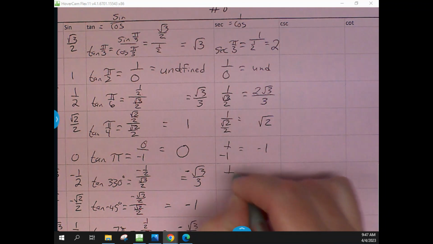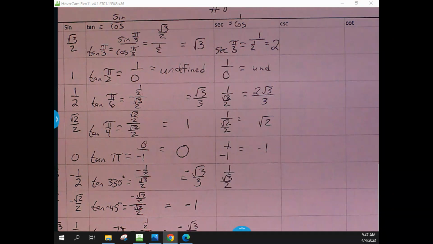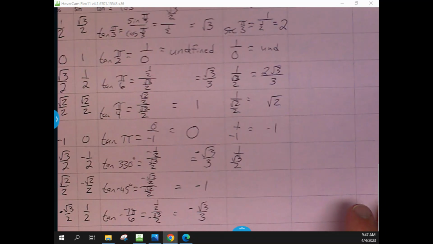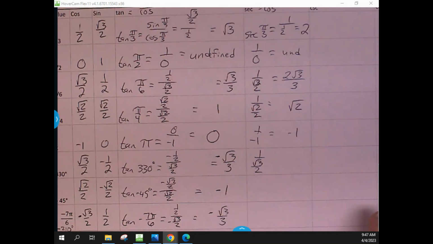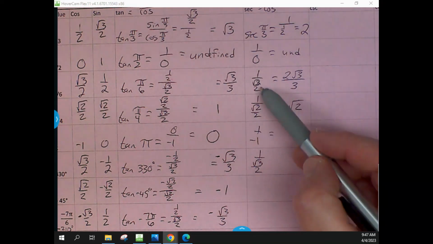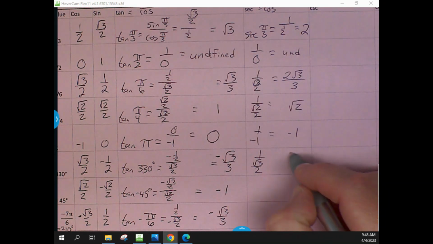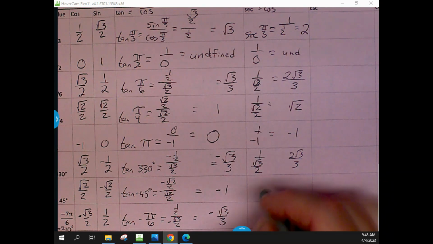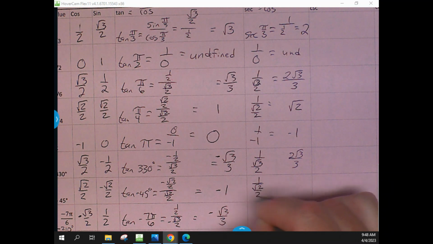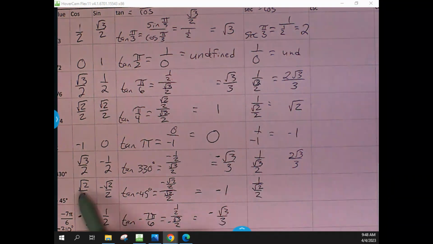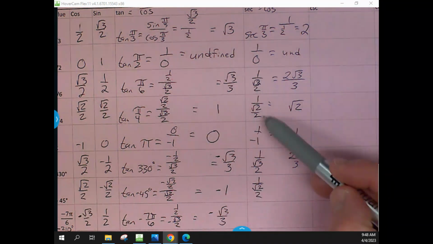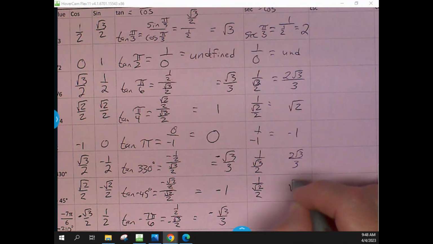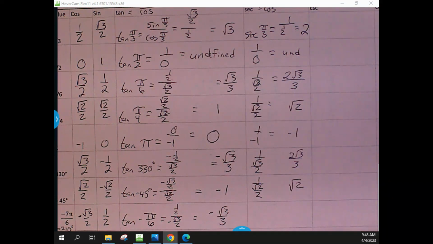This one is 1 over square root of 3 over 2. But guess what? You don't have to recreate the wheel because we've got that same answer right there. We know that answer is 2 square root of 3 over 3. So every answer after this is just going to be a repeat of one of these answers we got here. This is 1 over the square root of 2 over 2. We just did that one right here. We know that answer is going to be just square root of 2.